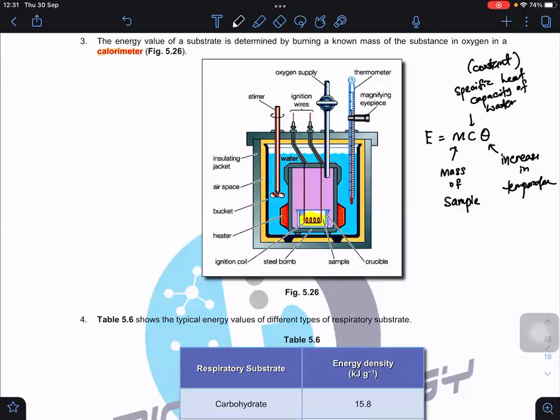So let's say I put 1 gram of my lipids, and then 1 gram of my carbohydrates, and we repeat the experiment. The stirrer helps to make the water temperature even, and then you can see the temperature increase. We have the insulator so that heat is not lost too much to the surroundings. So in aerobic respiration, we are able to measure how much heat energy is released per gram.